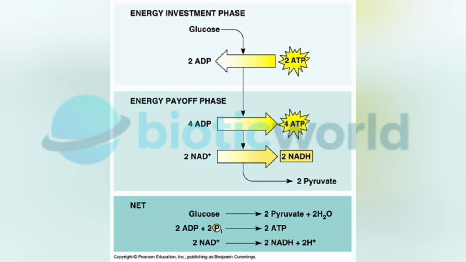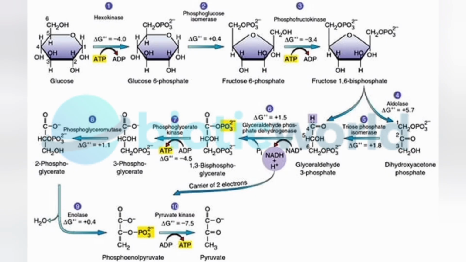Step 4: cleavage. The enzyme aldolase splits fructose 1,6-bisphosphate into 3-carbon molecules: dihydroxyacetone phosphate, DHAP, and glyceraldehyde 3-phosphate, G3P. This is done by the aldolase enzyme. DHAP is quickly converted into another G3P, so now we have two G3P molecules ready for the next step.